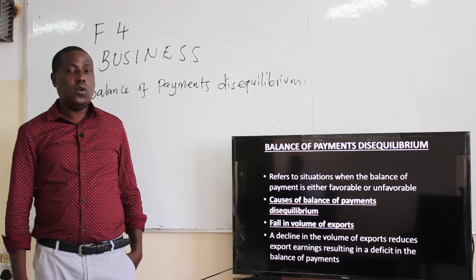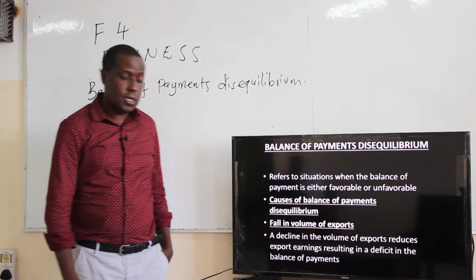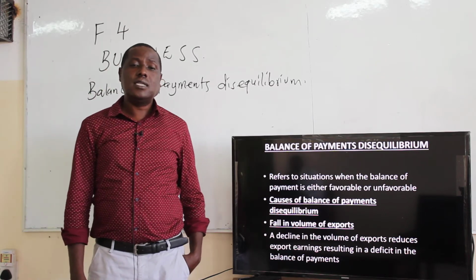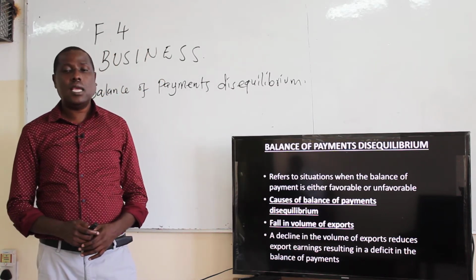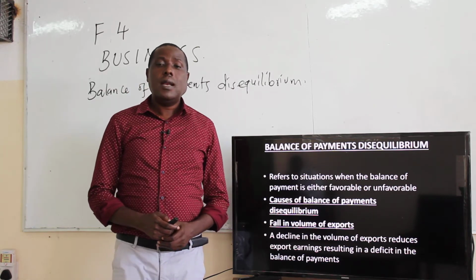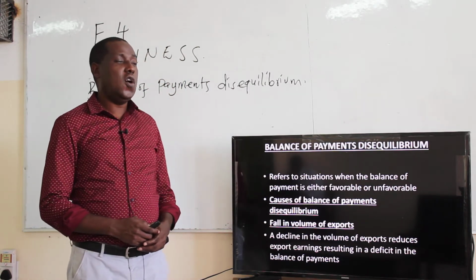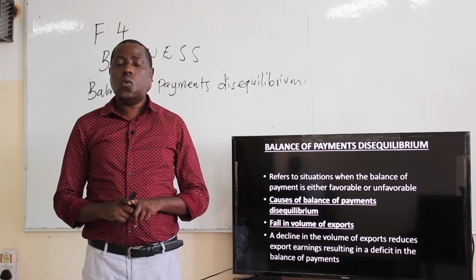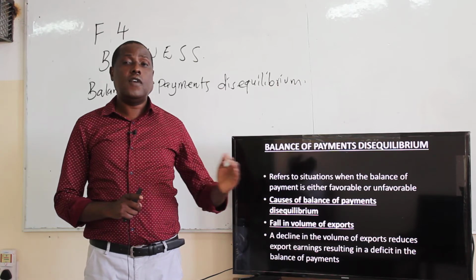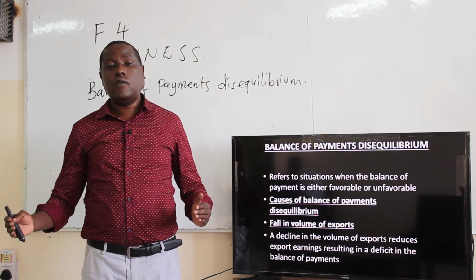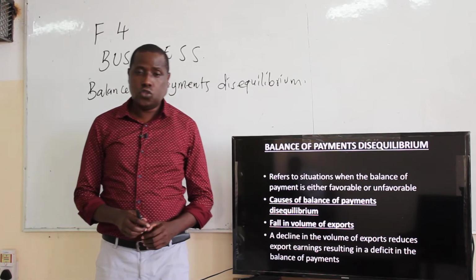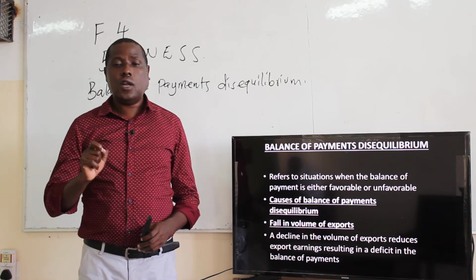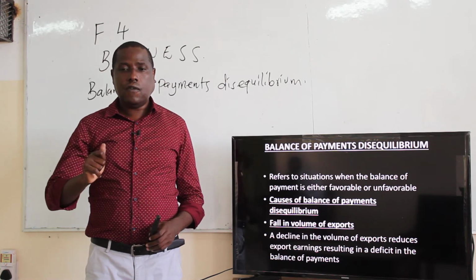Now, having looked at balance of payment, favorable or unfavorable, we now look at balance of payments disequilibrium. Now, disequilibrium is the opposite of equilibrium, meaning the two sides are not equal. Either you have unfavorable or favorable case. So this refers to situations when the balance of payment is either favorable or unfavorable.